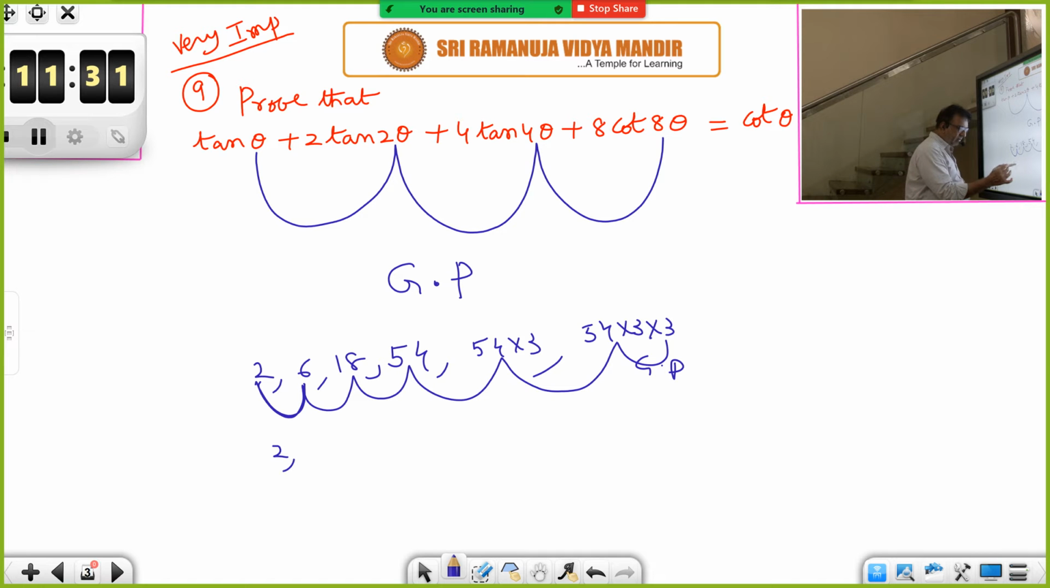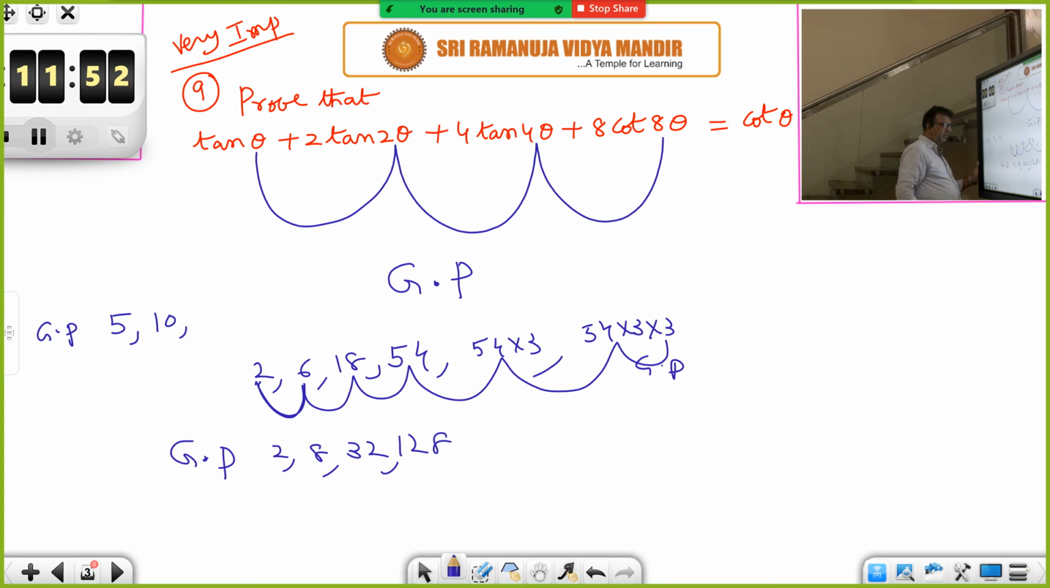2. Next 8. What is the next number? Geometric progression. 36. 32, sir. Next number. 38, sir. Correct. Right, Kunal. 5, 10, geometric progression. Next number. 20, sir. Next number. 30, sir. Next number. 80. So this is geometric progression.